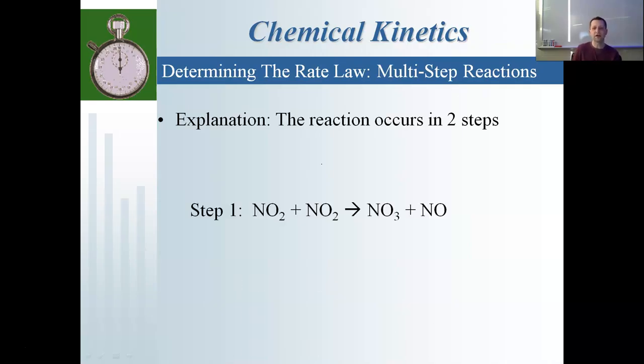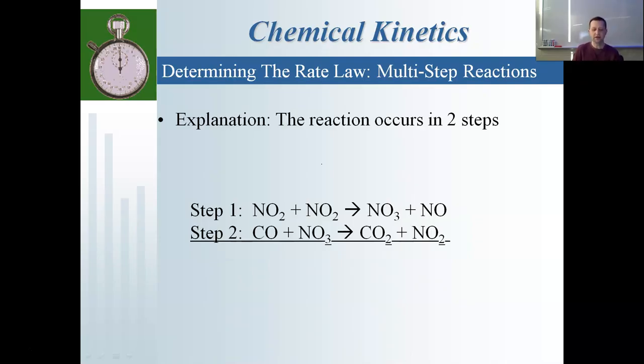So step 1, we're going to have NO2 plus NO2 yields NO3 plus NO. Now you're not going to be responsible for really writing these. We can predict what the reaction mechanism could look like, but you need to know there's a lot more that goes into it to figure these out. So usually you'll be given these, or you might be asked to predict some of these mechanisms, but not very often. Step 2, we're going to have CO plus NO3 yields CO2 plus NO2.